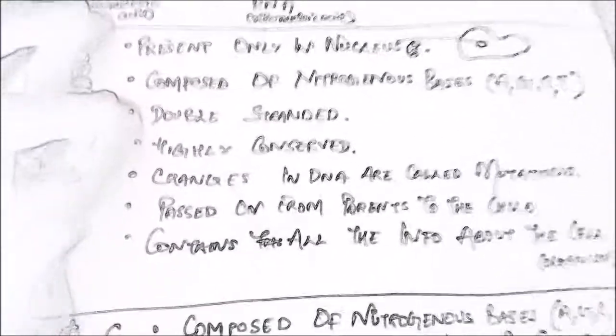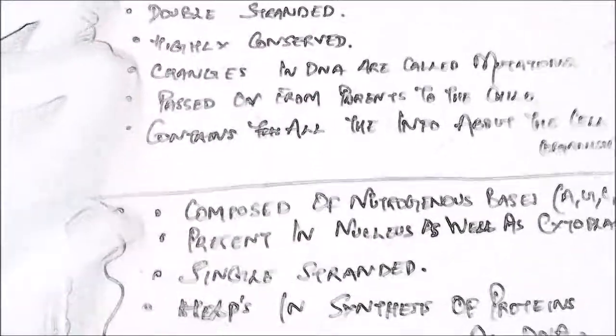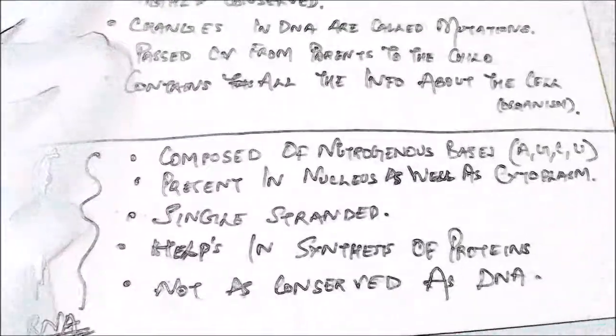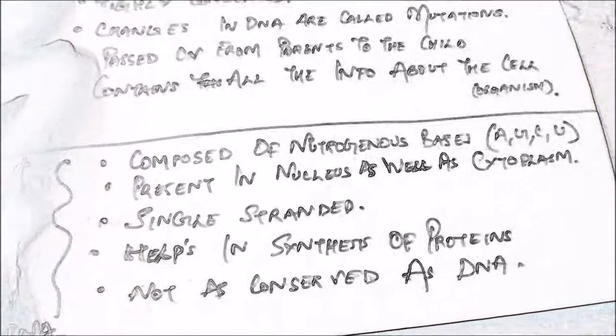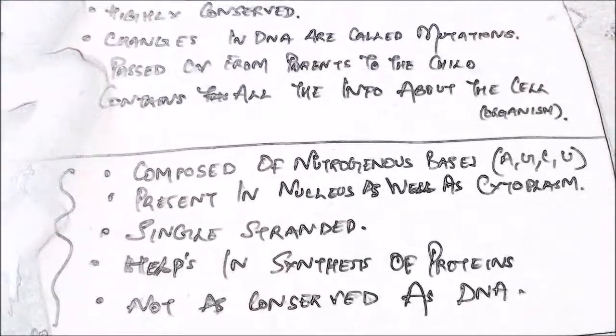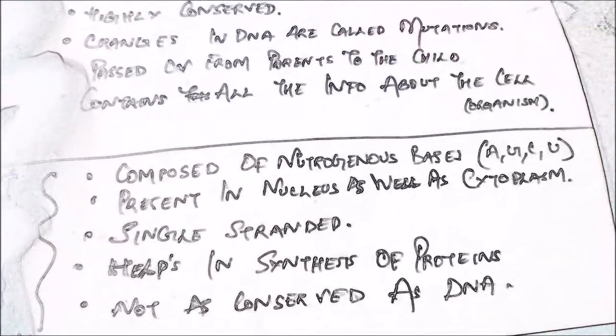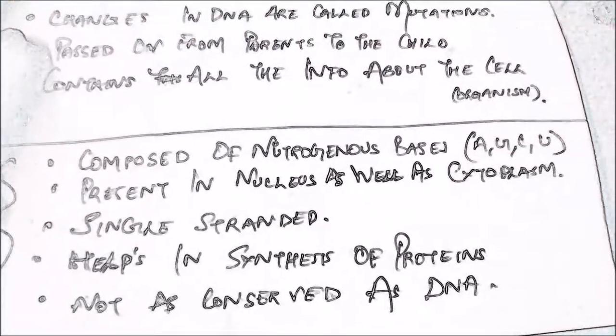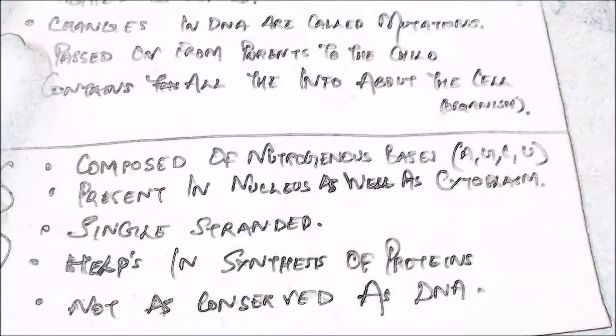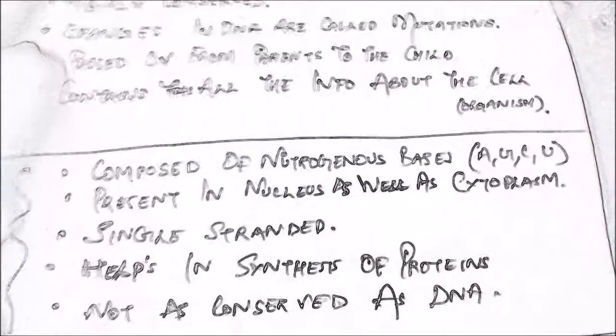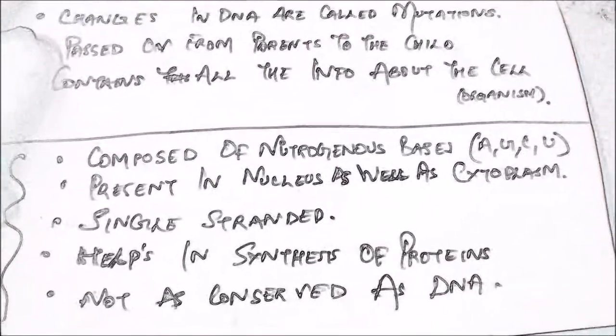The next big thing we have is RNA. RNA is composed of nitrogenous bases. Yes, it's composed of nitrogenous bases. RNA is composed of adenine, guanine, cytosine, and uracil. Uracil replaces thymine in RNA.